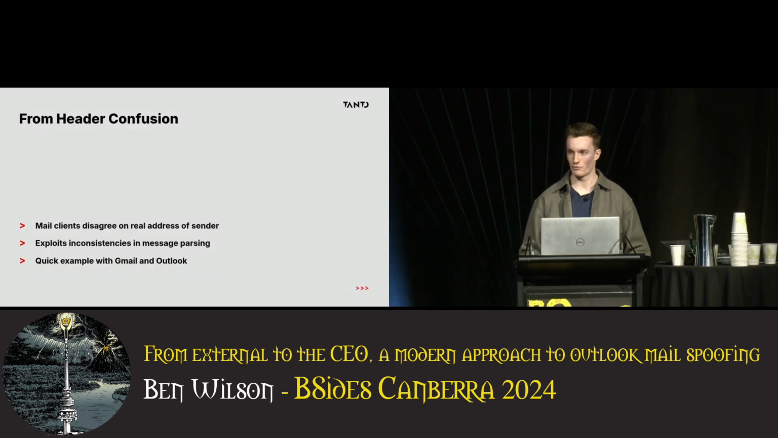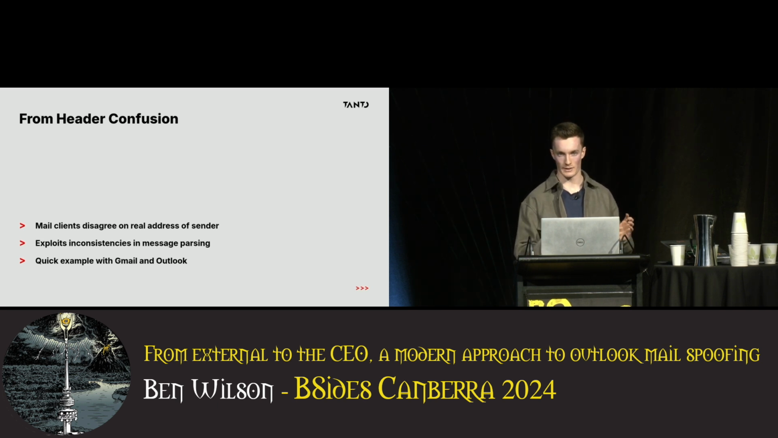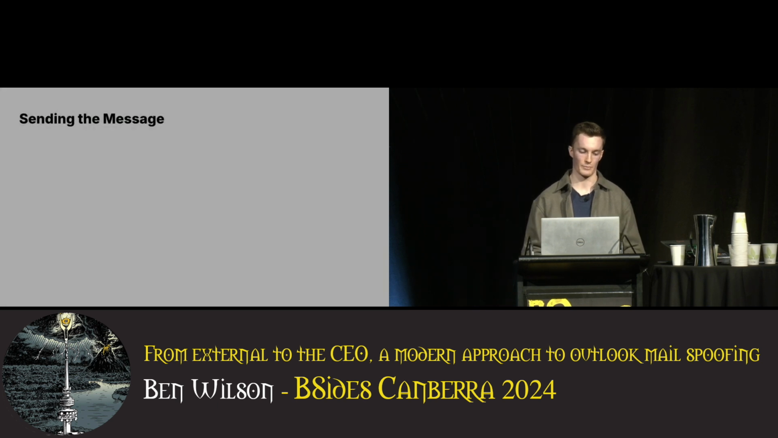So from header confusion, I'll expand on that a little bit more, but basically it's when mail clients disagree on the real address of the sender, and it's exploiting those inconsistencies in message passing. And it's really powerful between two different mail user agents. So if you're going to send between Gmail and Outlook, you might exploit sending an email from Gmail and it arriving in Outlook to exploit these inconsistencies. And this will be the example that I'll quickly run through.